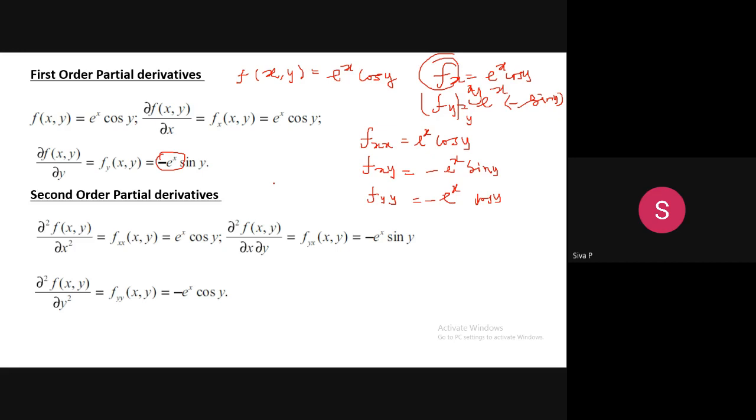After finding the second order derivatives, next we have to find the third order derivatives. Did you complete the first order and second order derivatives? Any other student complete? Can I move to the next slide? Yes, sir. Okay. In case you are not completing, please let me know.